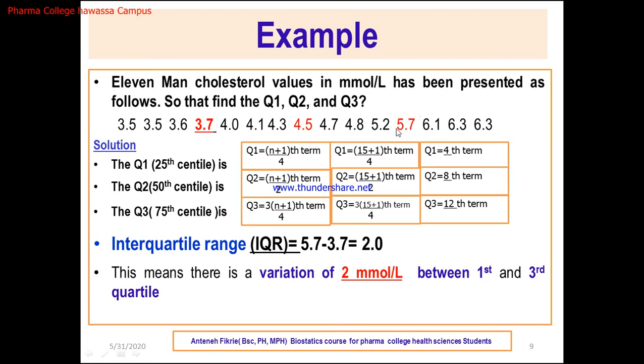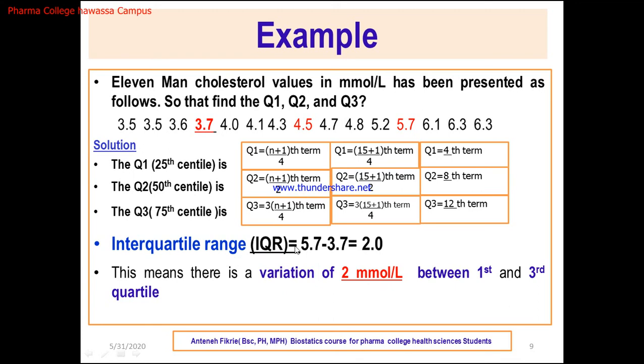This means that 75% of our study participants have a cholesterol level of 5.7 and below. Mind you, Q3 means 75% of our study subjects have a cholesterol level of 5.7 and below. This is the interpretation. So what is the interquartile range?